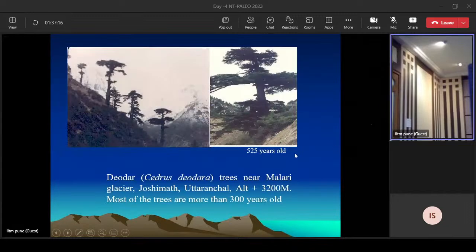This is another potential site of cedrus. It is from Malari. It is 60 kilometers north from Doshimat. And all these trees, they are stunted, not very big, but they are very old. This is 225 years old. Because of very adverse conditions, they grow, and their rate of growth is very slow.